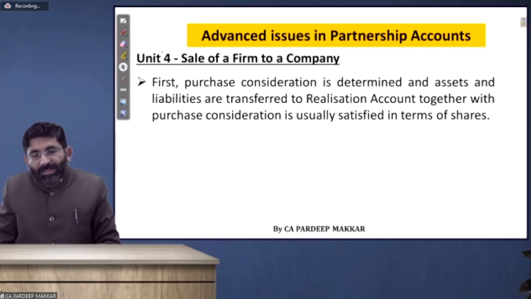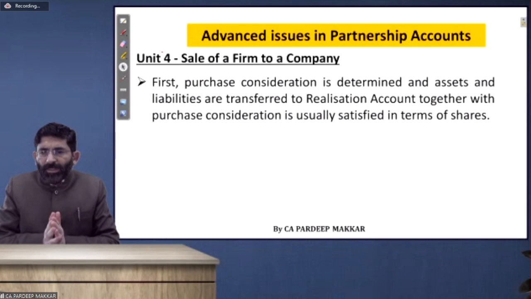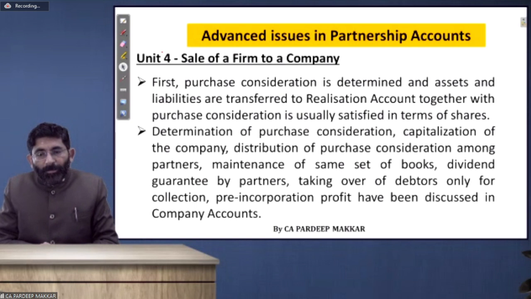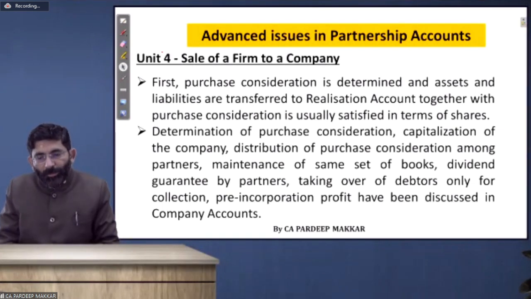And that is to be satisfied in terms of shares. Firstly, PC is determined, assets and liabilities are to be transferred to realization account as we have done in the previous case together with PC, which is to be satisfied in terms of shares. PC is to be determined, capitalization of the company, distribution of purchase consideration among partners, maintenance of same set of books, dividend guarantee by partner, taking over of debtors only for collection, pre-incorporation have been discussed in company account. So all these points have been discussed earlier in previous chapters, which will help you while doing this chapter.